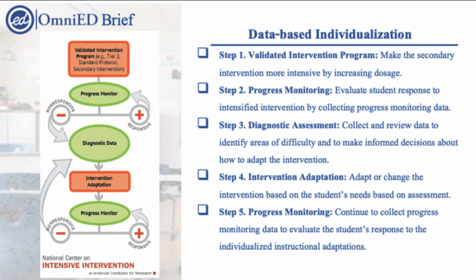Now, if I'm going to change the instruction, it makes sense that in step 5, I continue to progress monitor. It may be that I continue to collect progress monitoring data to evaluate the student's response to the individualized instructional adaptations with the same measure, or it could be that now I need something a little different, a little more focused. But regardless, every time, in step 1 and step 4, that I introduce some sort of intervention, I need step 2 and step 5, a chance to see, is the student adequately responding to that instruction to change their rate and level of growth? If they're not, I continue steps 3, 4, and 5 as I individualize the intervention for the student.